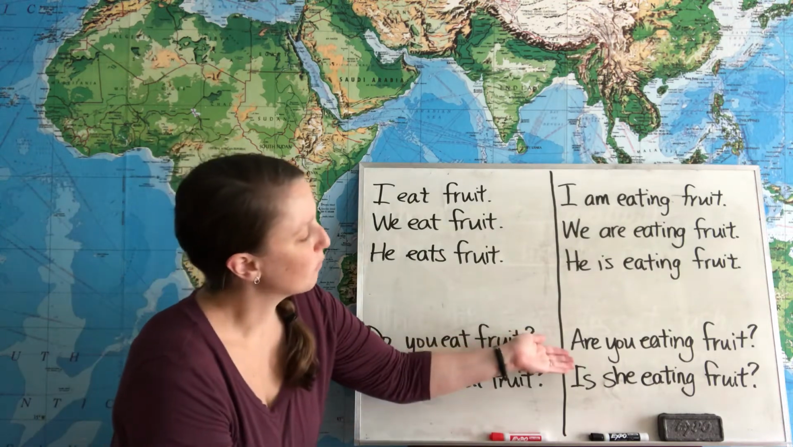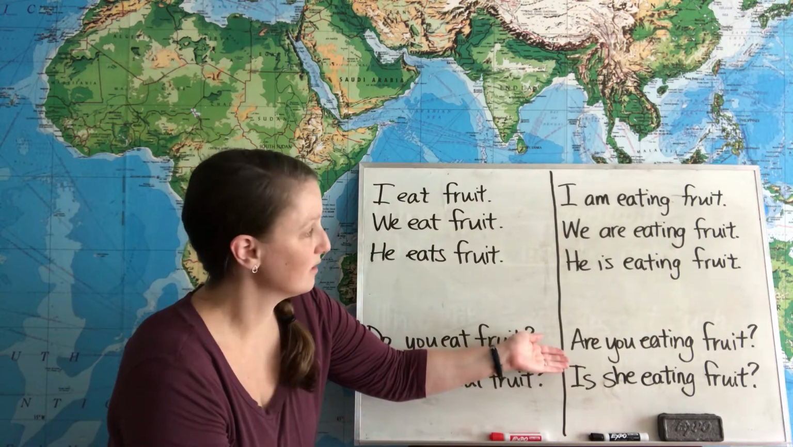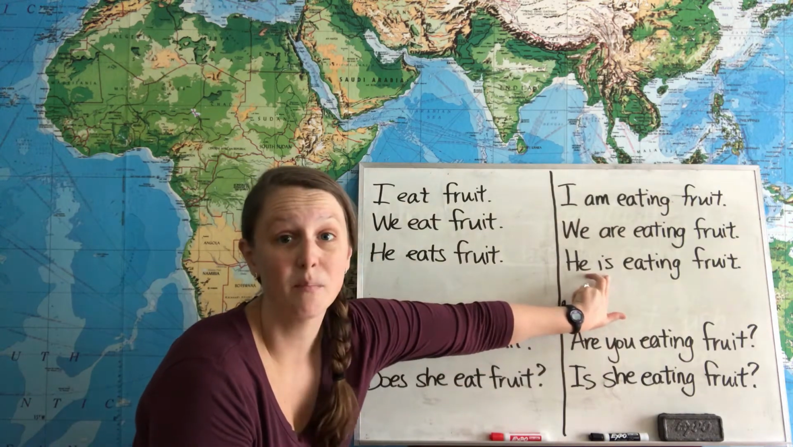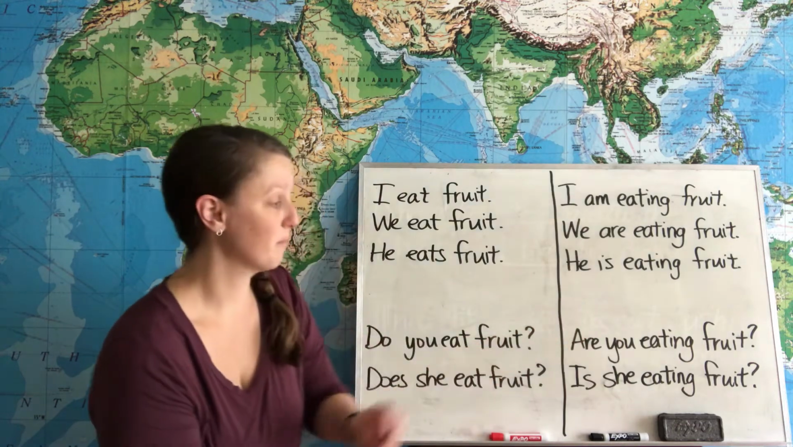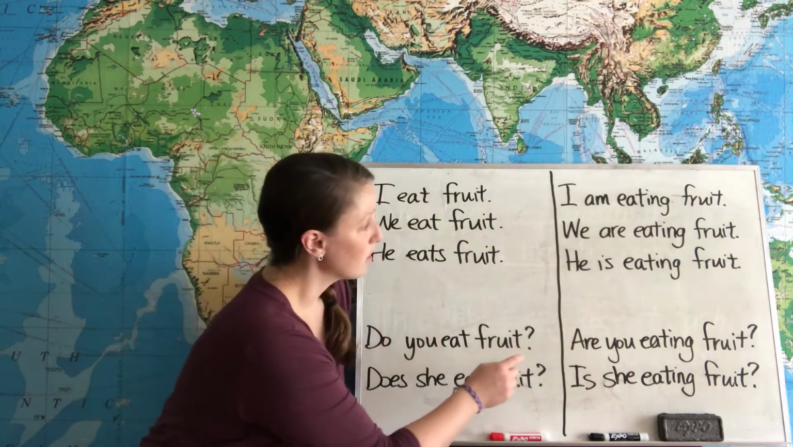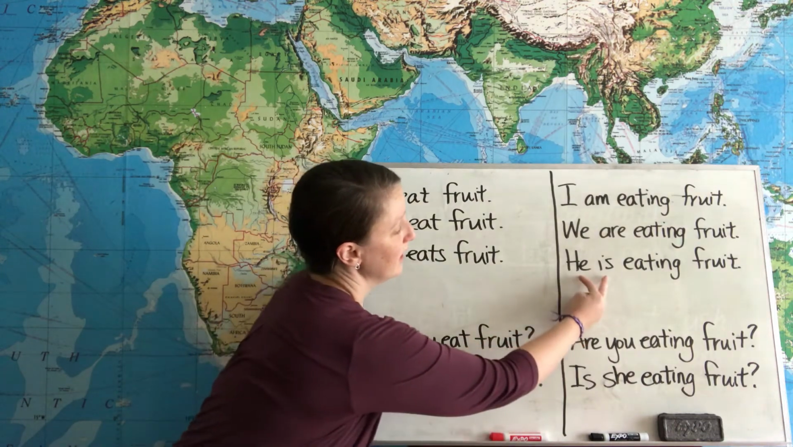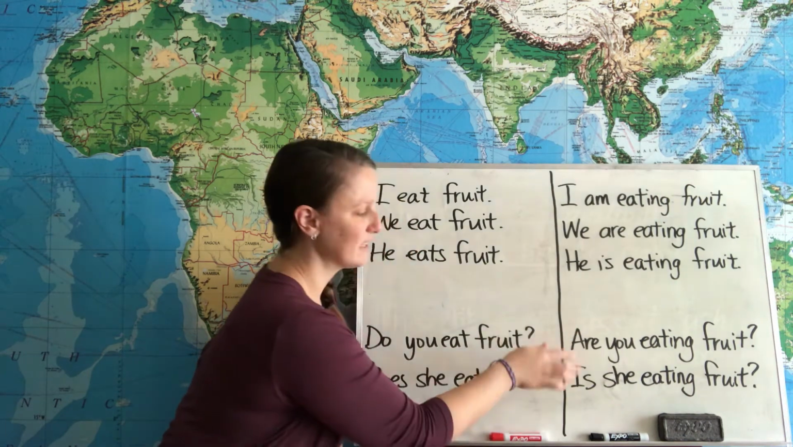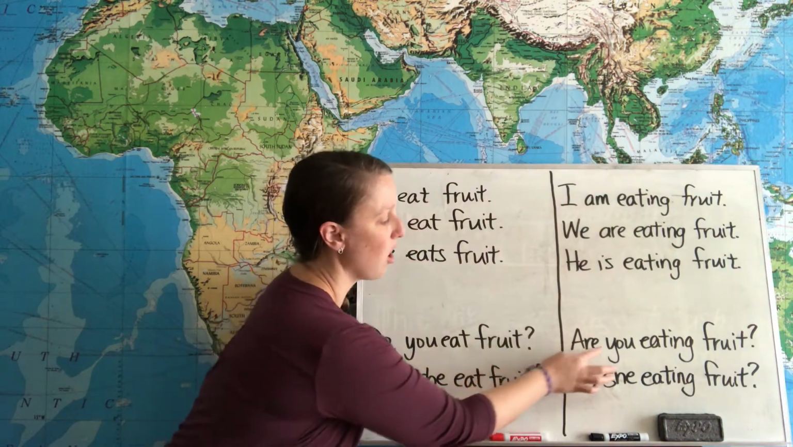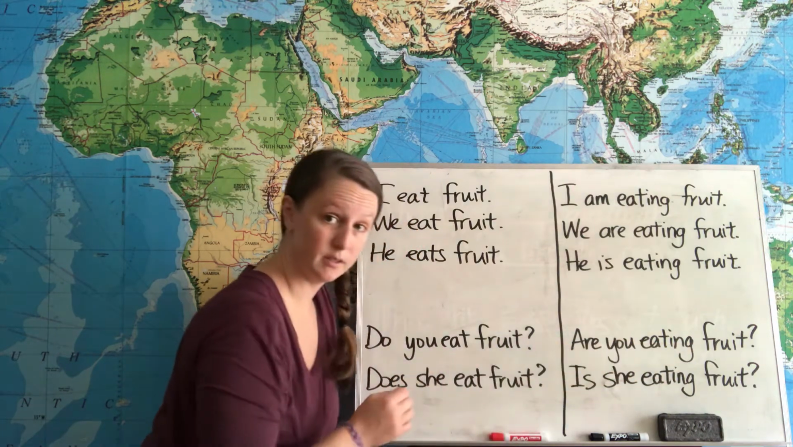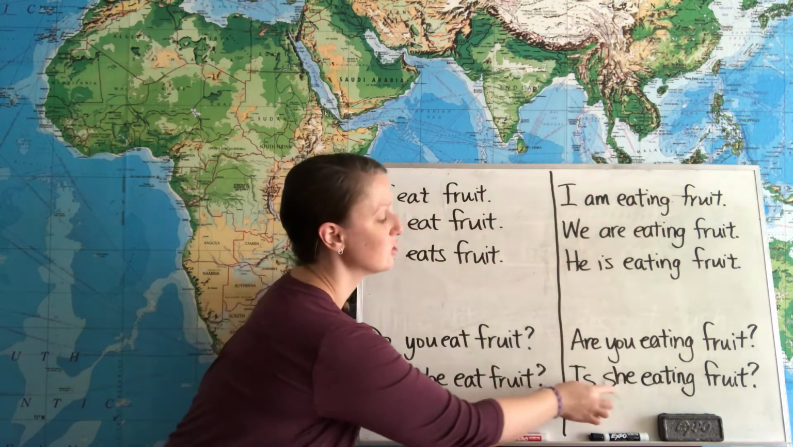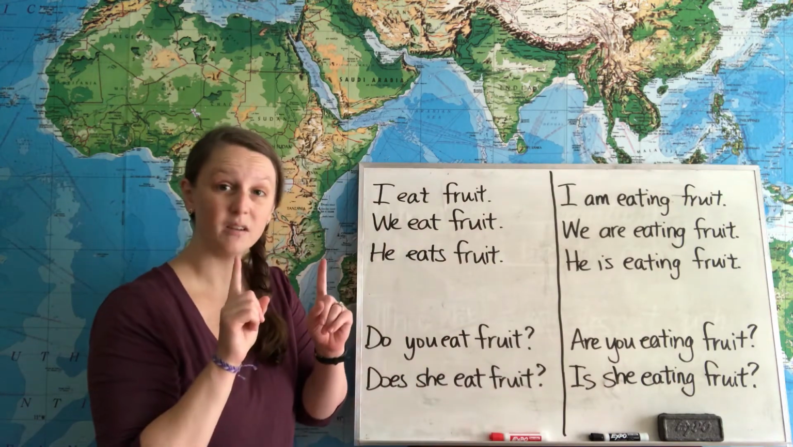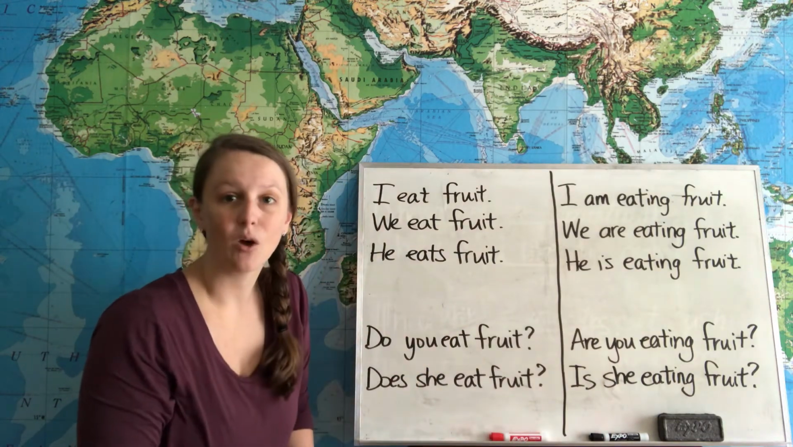Now, for our present progressive questions, we just have to change the subject and the be verb. We switch them back and forth. So, he is changes to is he? So let's look at our examples. Are you eating fruit? And is she eating fruit? We switch the be verb with the subject to make a question.